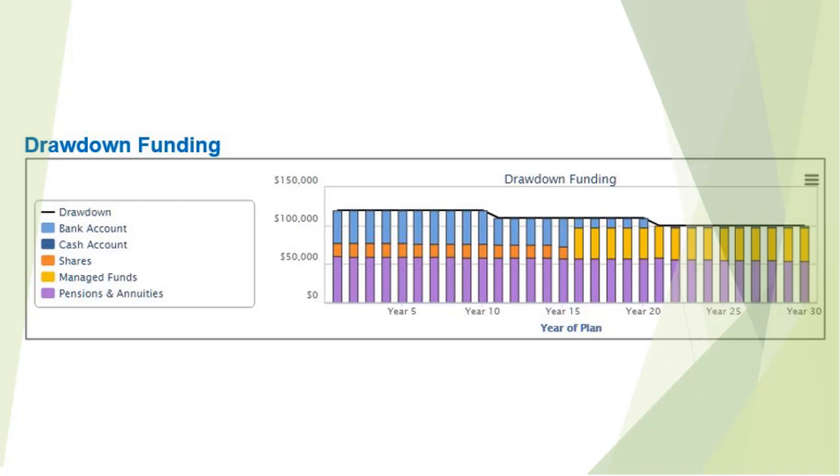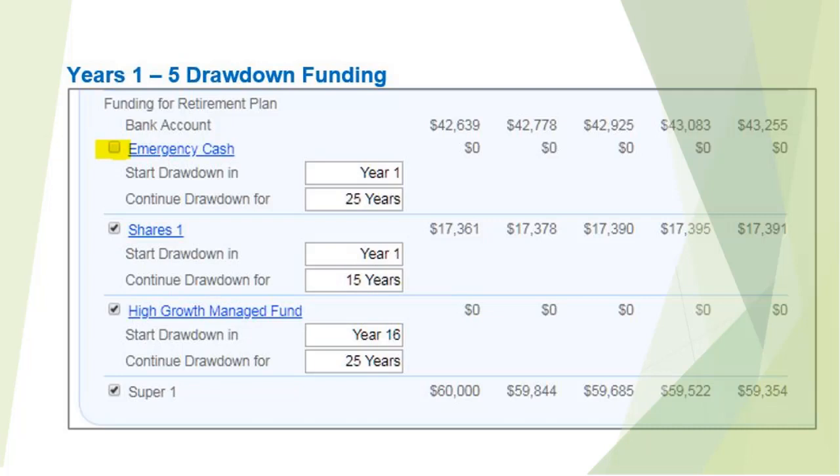Note how the shares have been allocated for the first 15 years and the managed funds for the last 15 years, as previously discussed. In the data view, you can click on the link and view the time periods for the drawdown. You can also activate the drawdown, say for emergency funds, or you can change the time parameters. This saves you going back to the account to make adjustments as required.